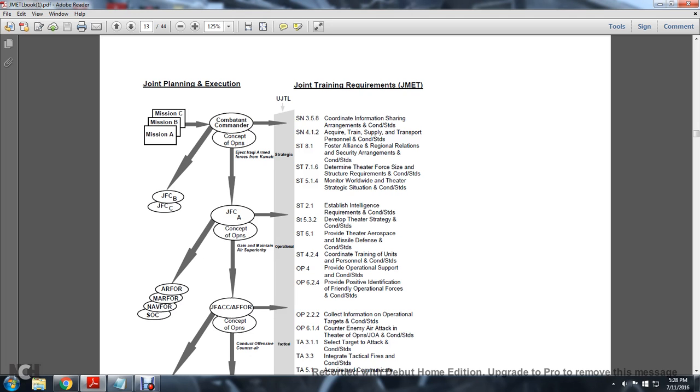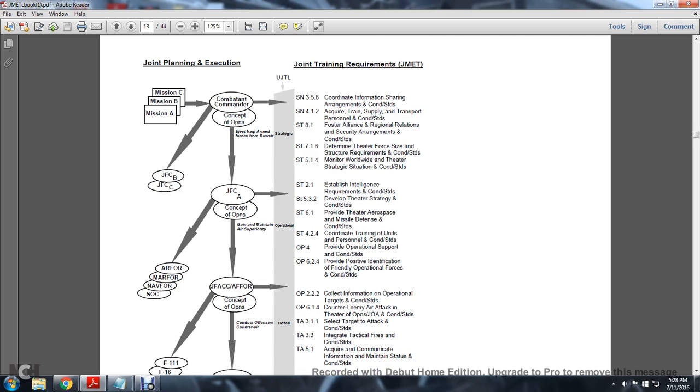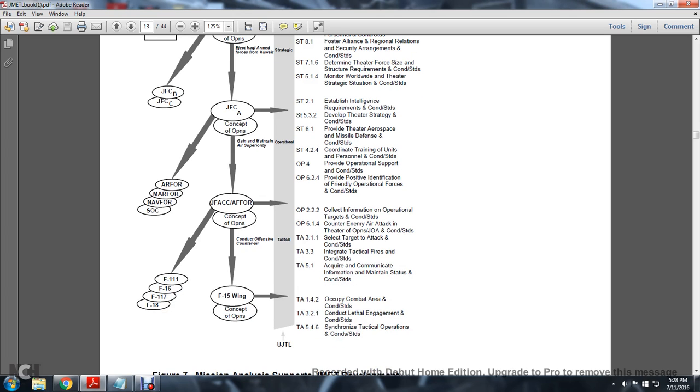The joint training requirements are establishing intelligence requirements, with conditions and standards; developing theater strategy, with conditions and standards; providing theater or aerospace missile defense, with conditions; coordinating training in units and personnel, with conditions and standards; providing operational support, with conditions and standards; providing positive identification of friendly operational forces, with standards. The JFACC or the AFFOR concept of operations options are to conduct offensive tactical counter air, from the AFFOR and JFACC, with F-111s, F-16s, F-117s, and F-18s.